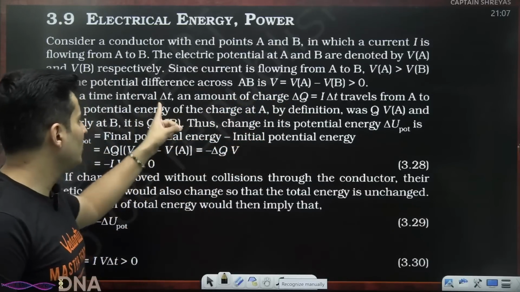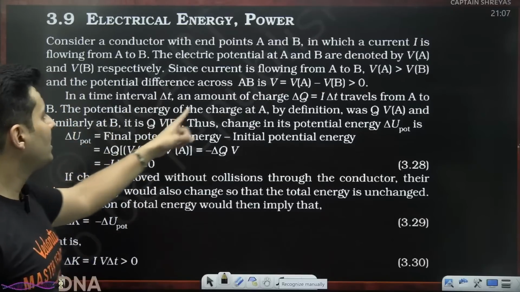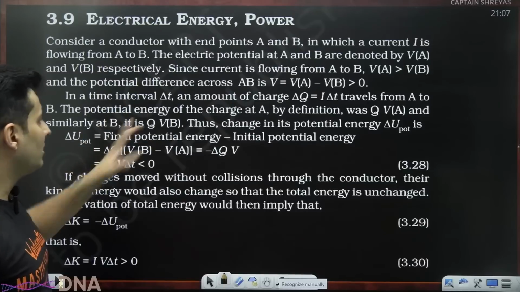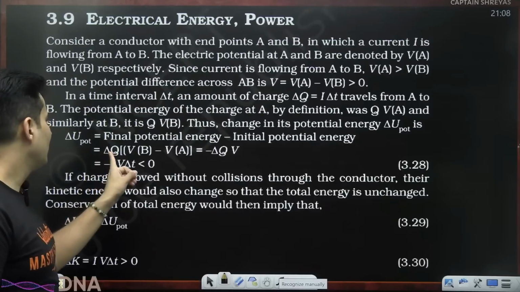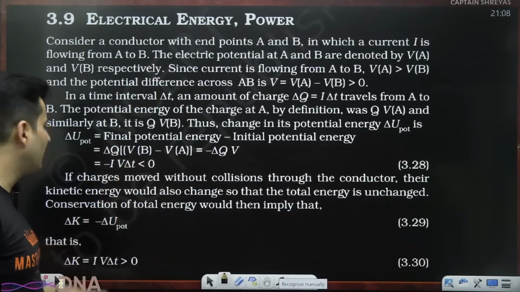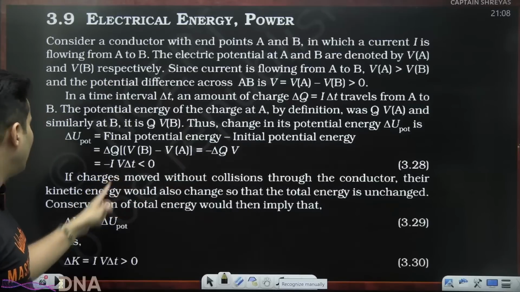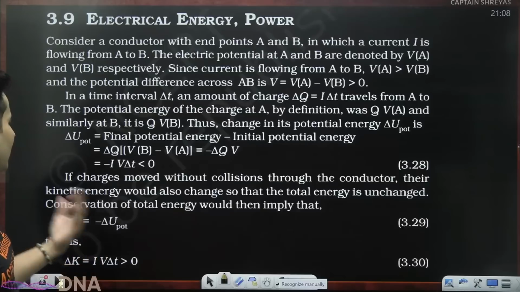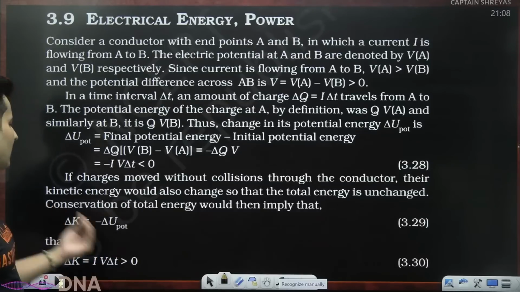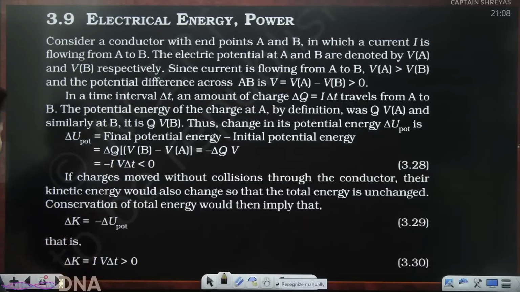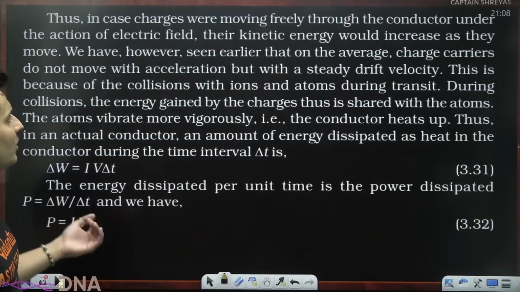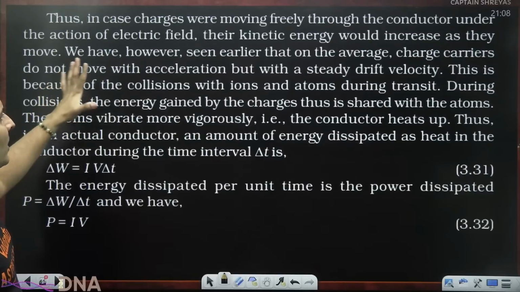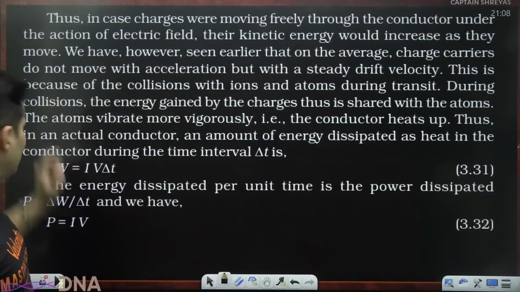If some charge goes in time delta t, then the potential energy at A by definition will be charge into voltage, and at B will be charge into voltage. So the change in energy will be charge into potential difference. But the charge flown is I delta t. If the charge moved without collision through the conductor, their kinetic energy would also change the total energy. Conservation of total energy would imply this. Thus, if charges are moving freely under the action of an electric field, kinetic energy would increase. However, we see on average the charge carriers do not move with acceleration but with a steady drift.